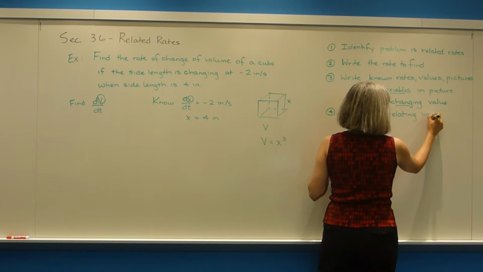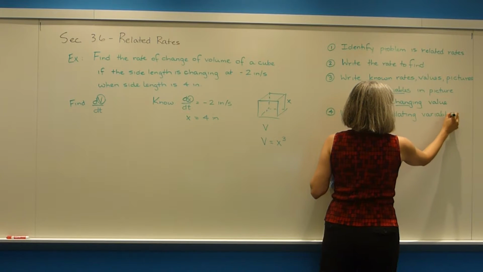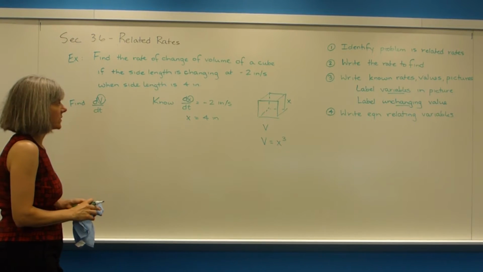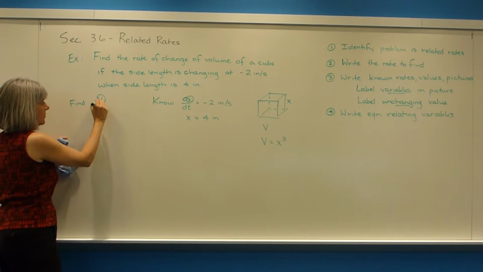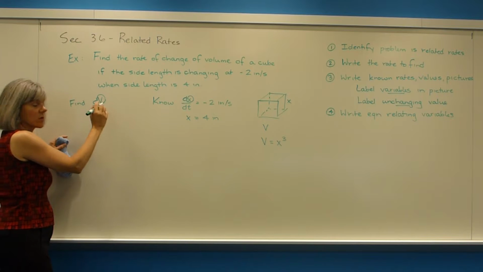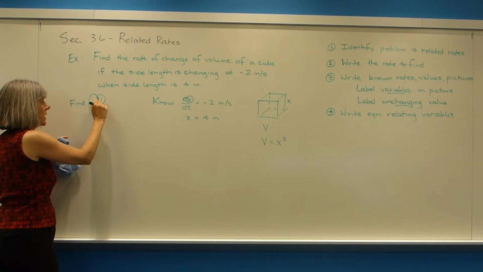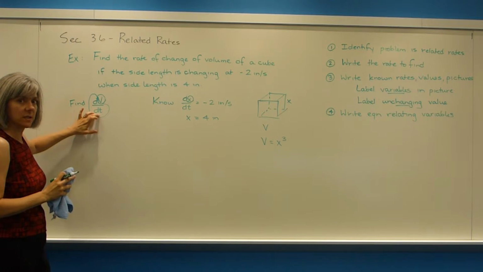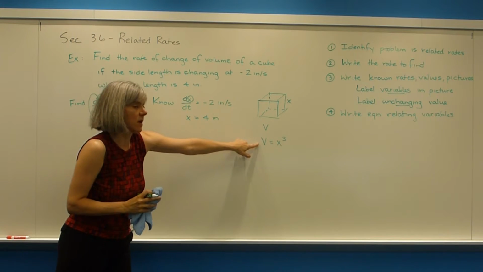We haven't gotten to the rates part yet. Don't get ahead of yourself. Okay, so V equals x cubed. That relates our variables. So now that we've done that part, we've handled the V part of what we're trying to find, now we need to do this part, d/dt. So we're going to take the derivative with respect to time, d/dt, of this.